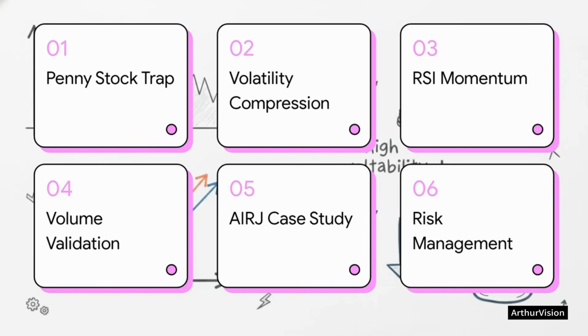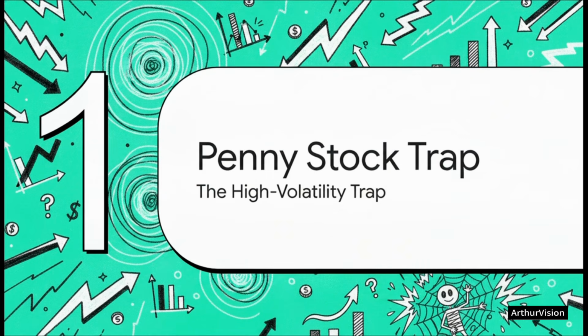Here is exactly what we're covering today. We'll start with the penny stock trap, then move into the 3 steps: volatility compression, RSI momentum, and volume validation. After that, we'll break down a real-world AIRJ case study and wrap up with hard-coded risk management. All right, let's jump straight into part 1, the penny stock trap.